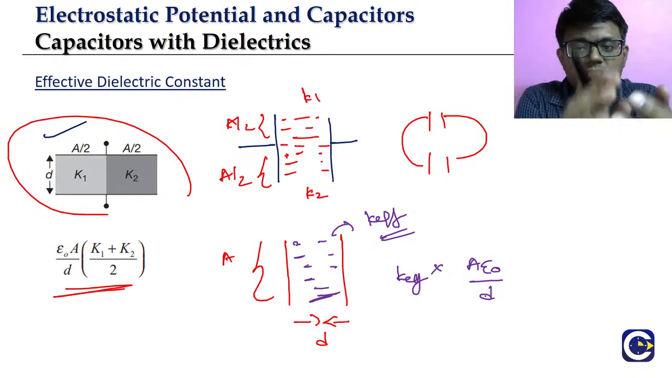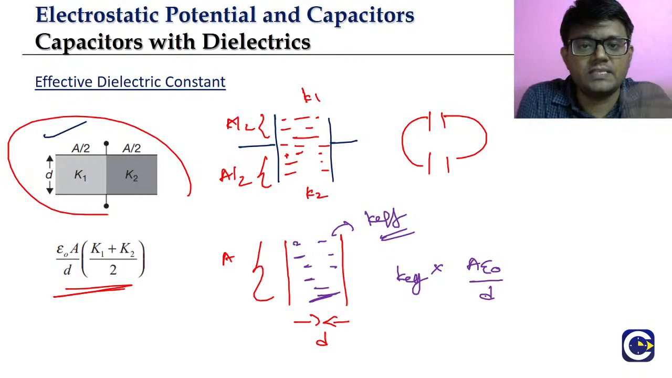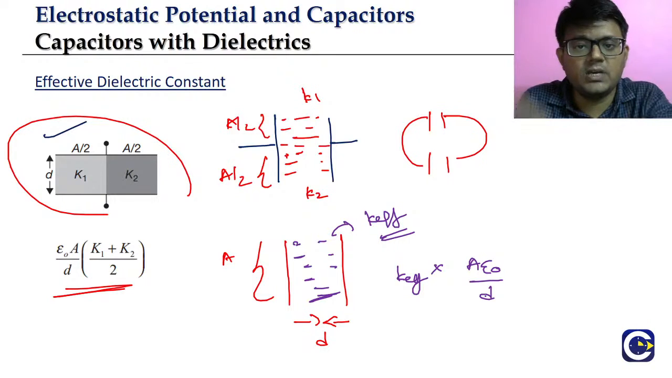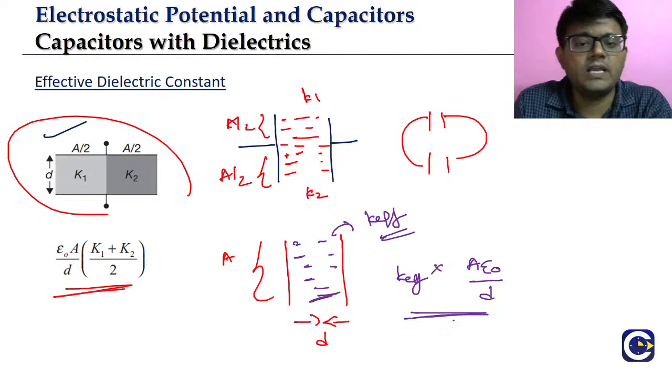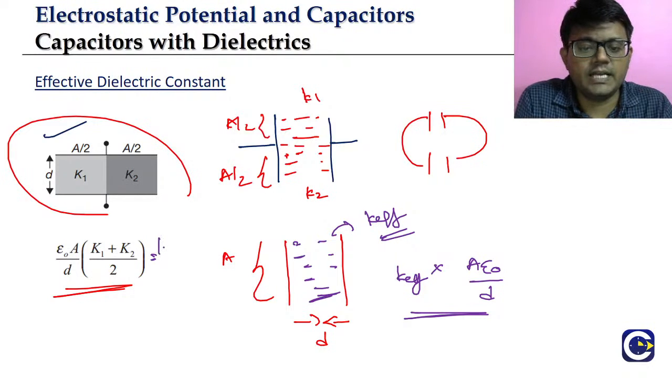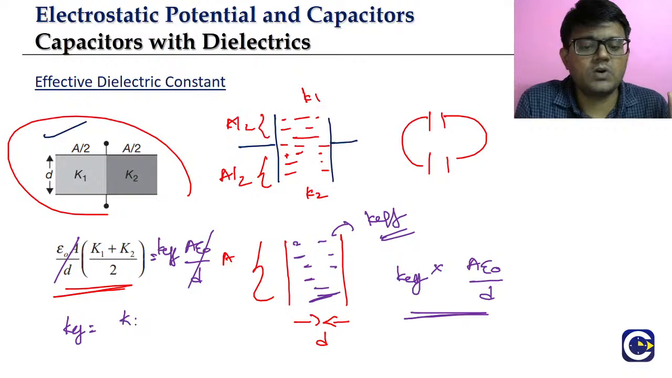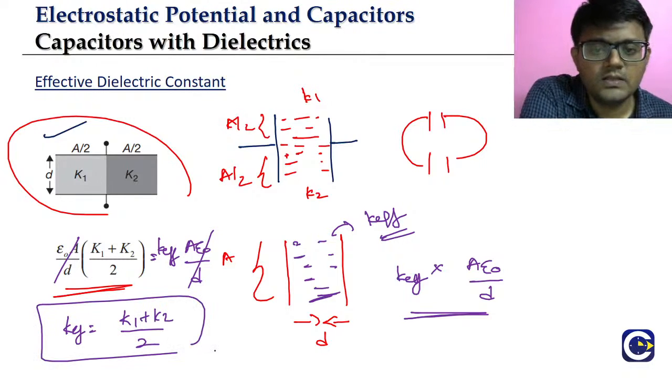Whatever the arrangement, they are giving two mediums. We remove them and just replace this with a single medium, with an effective dielectric constant. So our capacitance value is K effective times A into epsilon naught by D. This should be equal to the earlier expression, right? In the two expressions, A into epsilon naught by D cancels, and K effective is equal to K1 plus K2 by 2. So this is the approach.